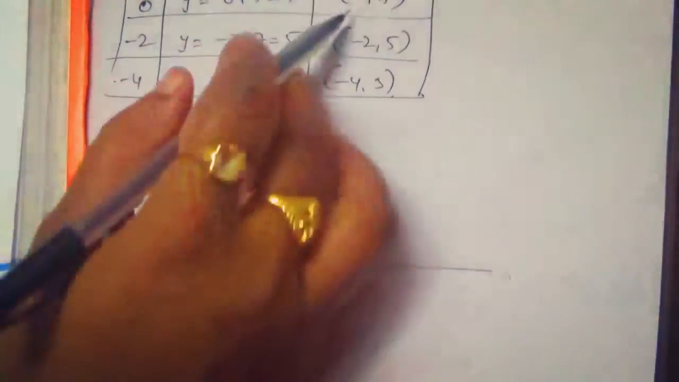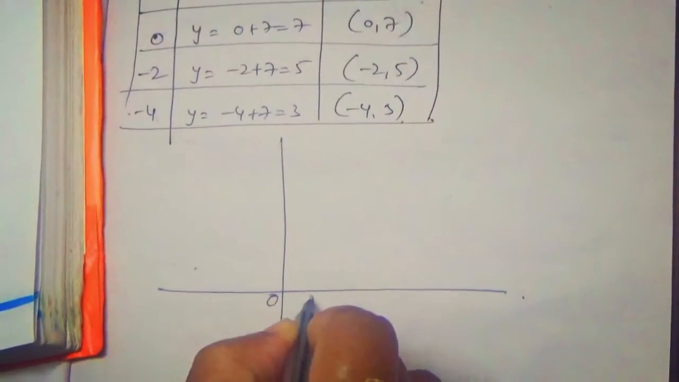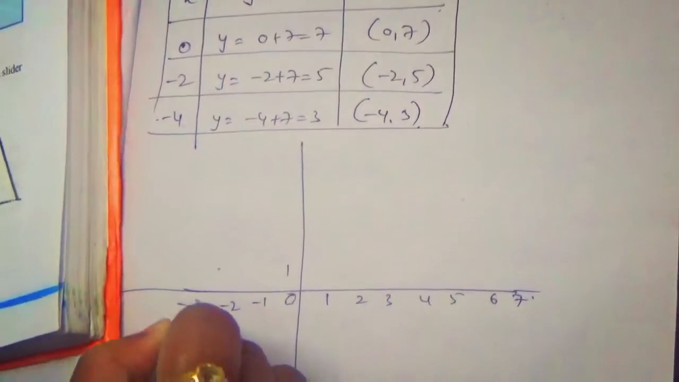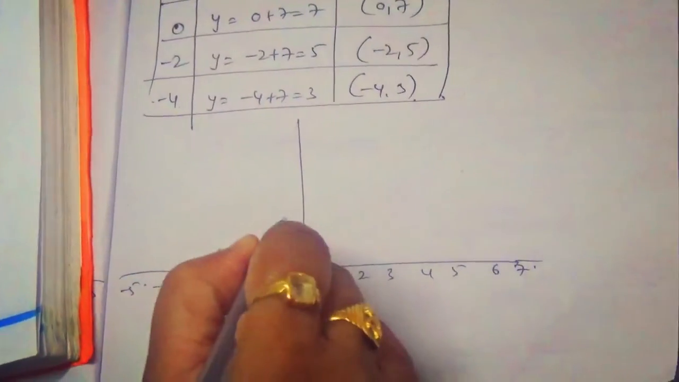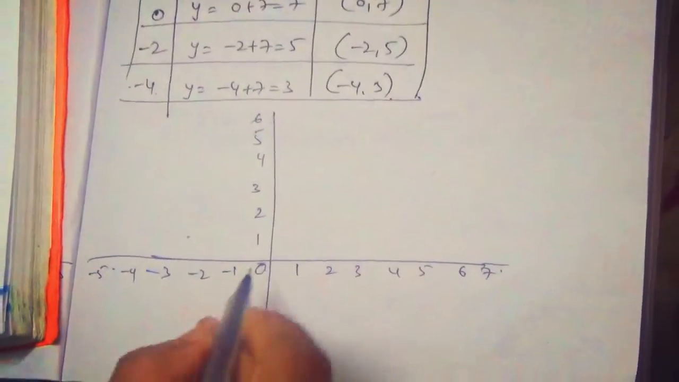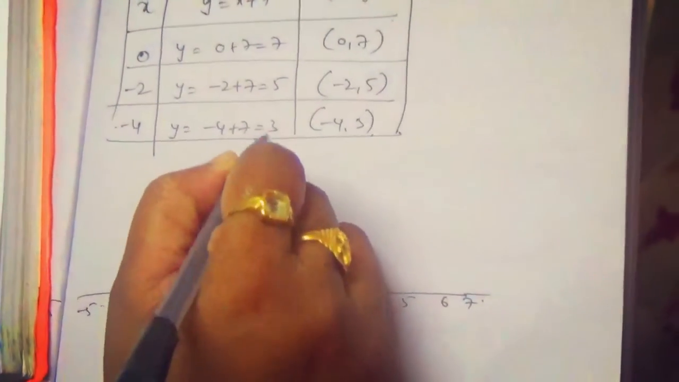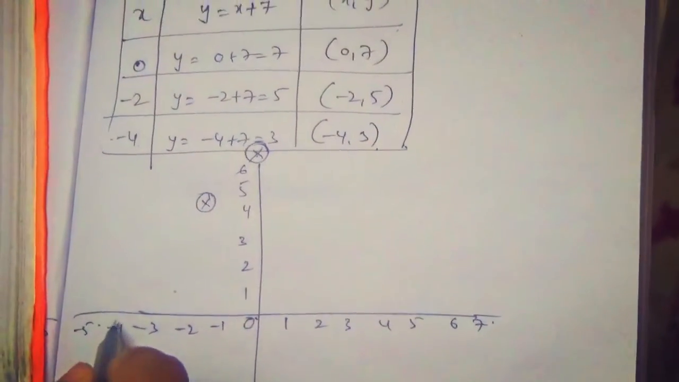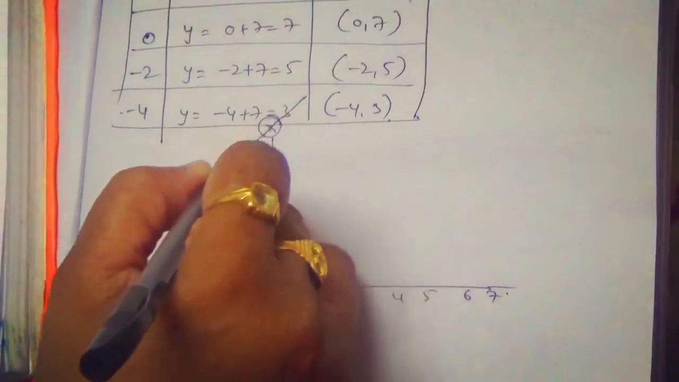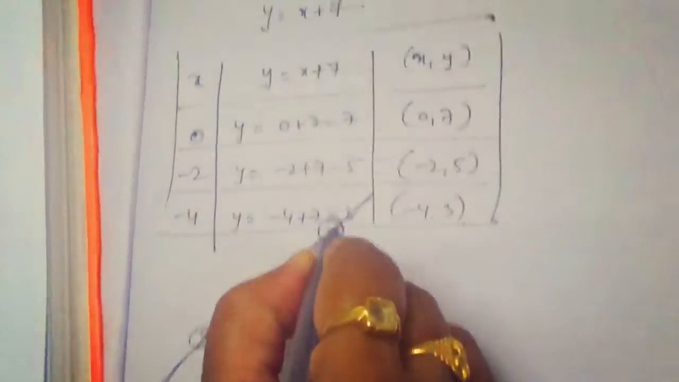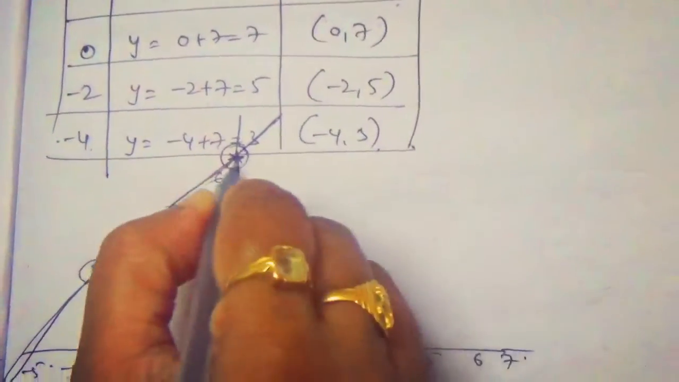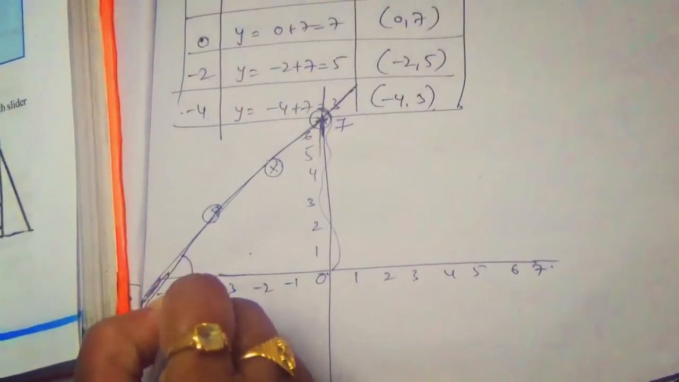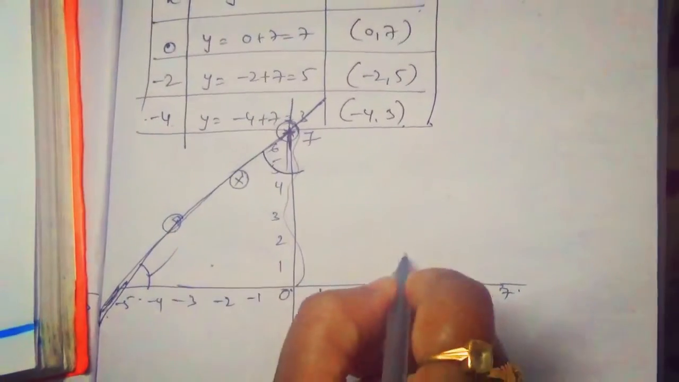So just represent these points here. Mark 0, 1, 2, 3, 4, 5, 6, 7, and on the other side minus 1, minus 2, minus 3, minus 4, minus 5, 6. Here 0 comma 7 is one point, minus 2 comma 5 is another point, and minus 4 comma 3 is another point. Then join all of these. Where the line intersects the axis, identify that point, which is 7. Then look at the angle of this line and the angle of the other, and discuss with your friends.